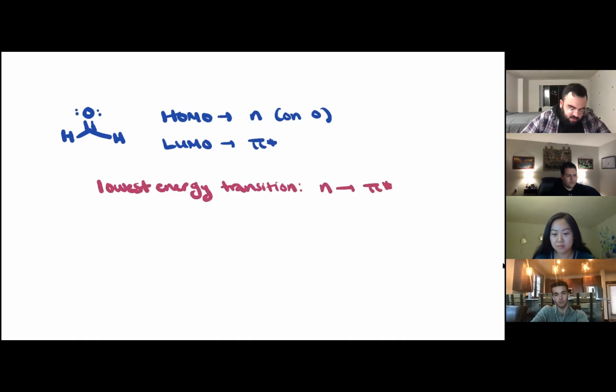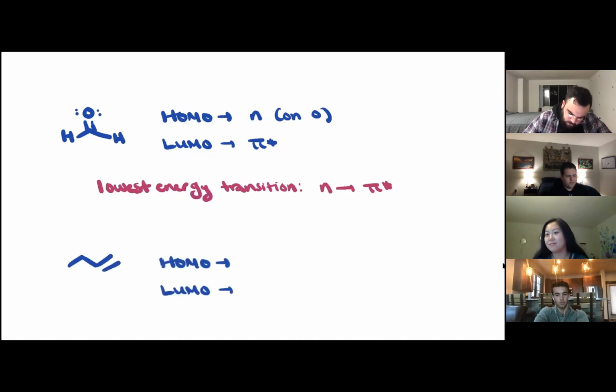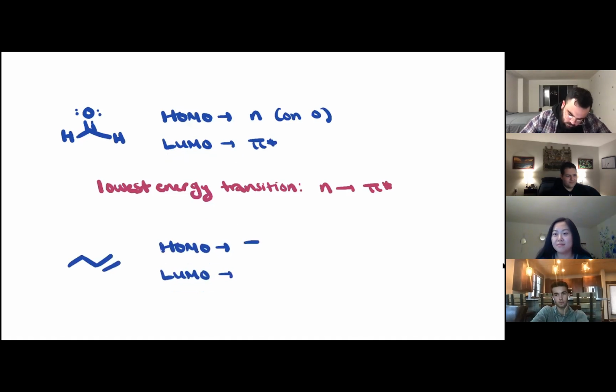Okay, another example, let's say we had a compound that looks like this. Again, your HOMO here is going to be your pi bond, and then your LUMO is going to be pi star. So your lowest energy UV transition, in this case, because your HOMO is pi and your LUMO is pi star, is going to be pi to pi star.